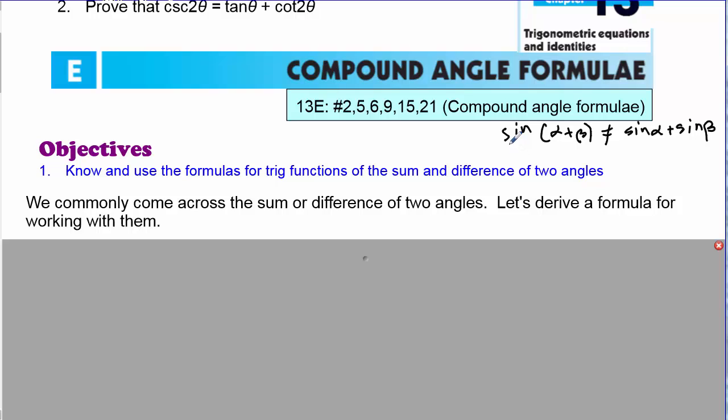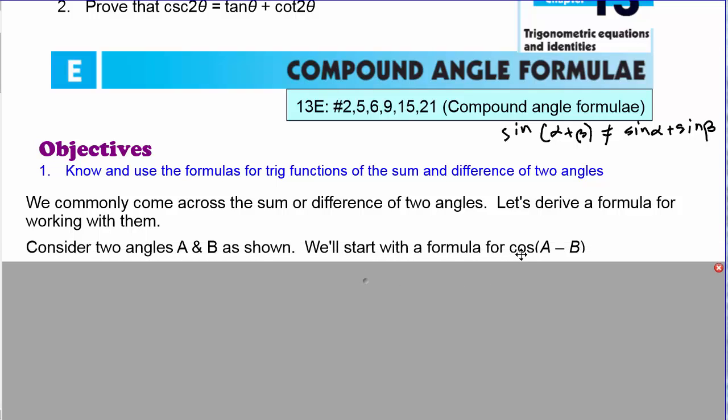Sine is a function. It's not a multiplier distributing across parentheses. We're putting alpha plus beta into this function, and what the function does to it is very dependent on the function itself. And so we need to understand sine well enough to understand what it does when you put a sum into it. So we're going to begin by deriving a formula for the cosine of the difference of two angles.